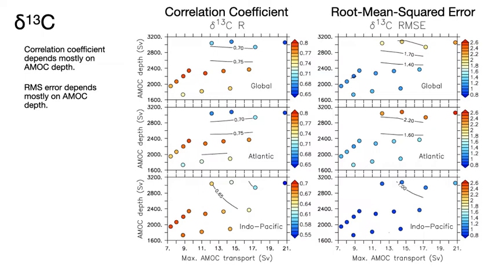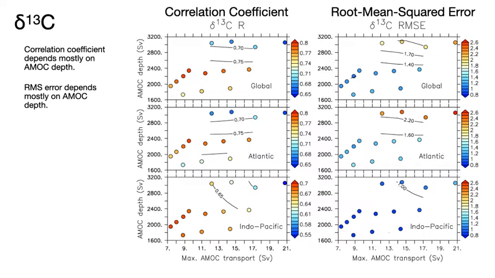Again, for the RMS error, the results are very similar between the Atlantic and the global. And then if we look in the Indo-Pacific down here, we see a little bit more sensitivity to AMOC strength. So these isolines are a little bit more slanted, indicating weaker AMOC strength would be in better agreement with the data, at least for the correlation coefficient. For the root mean squared error, there's not much difference between all of these runs down here in the Indo-Pacific.